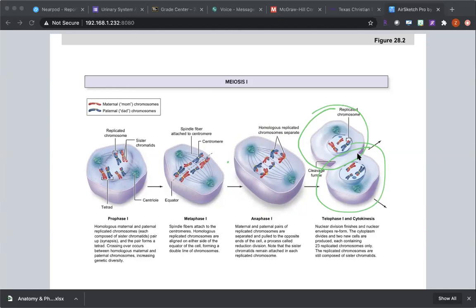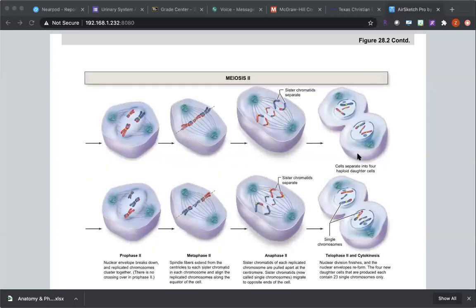Now, remember we said that before every division, the cell replicates its DNA? Before every division, except for the division of meiosis 2. So right after meiosis 1, we're going to go directly into meiosis 2. We're not replicating that DNA anymore. In meiosis 2, we're going to have prophase 2, metaphase 2, anaphase 2, telophase 2, and then cytokinesis. What happens here is very similar to mitosis, except instead of having 46 of these replicated chromosomes, now you have only 23 in each cell.